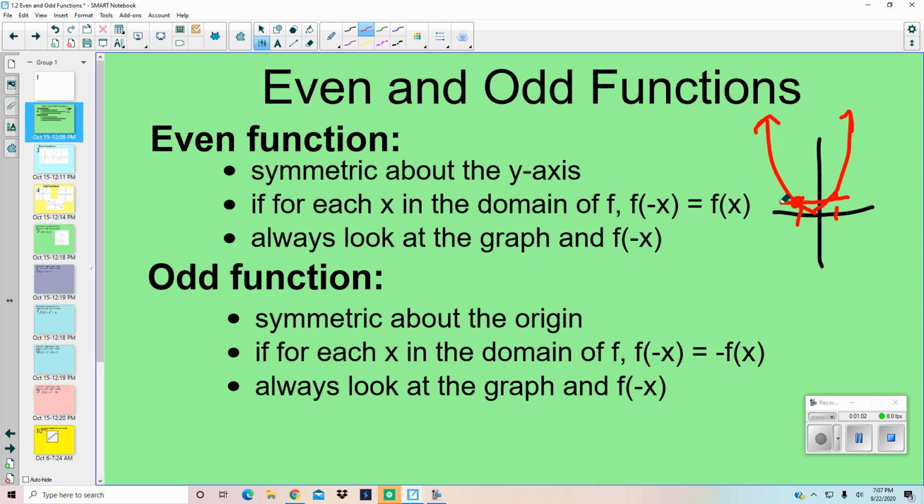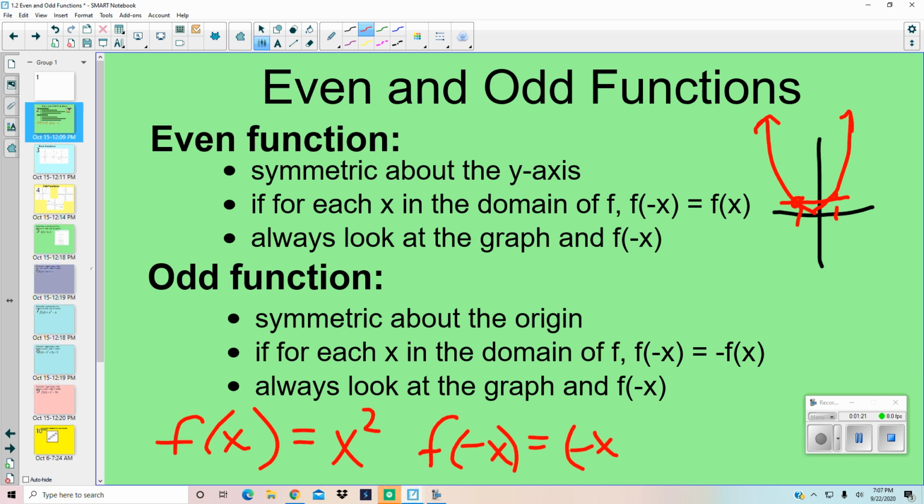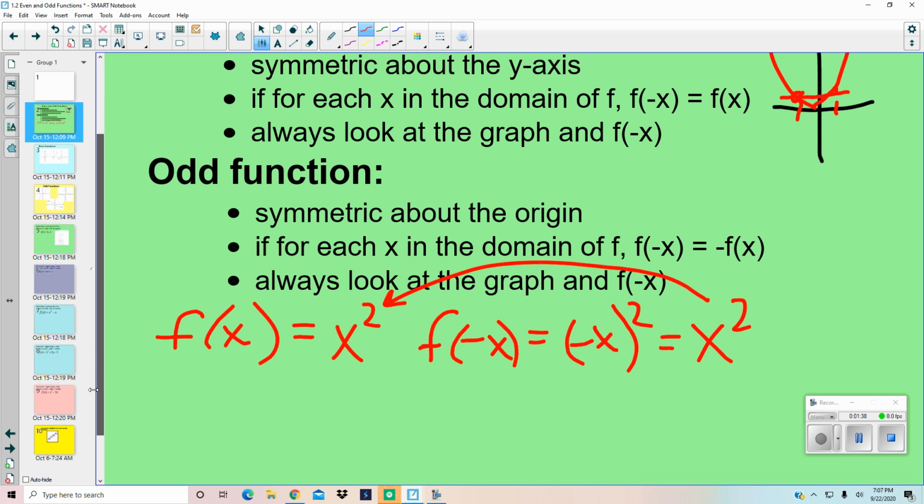Because an odd function, when you plug in negative x, is going to give you the negative of the original. Okay, and let me just show you by using a simple example. So here's a simple parabola. If I put in negative x for x in the function, and then I simplify. So negative x squared is negative x times negative x. Well, that ends up being positive x squared. Well, that's what I started with. If you get what you started with, then you know you've got an even function. If you get the opposite of what you started with, then you know you have an odd function.